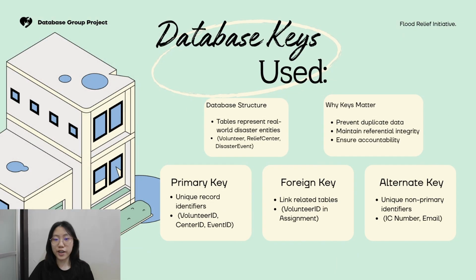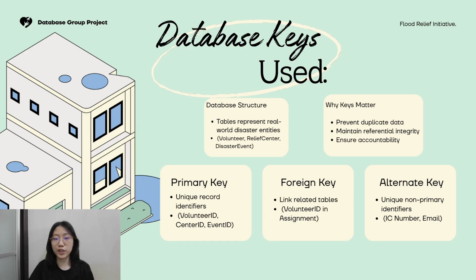I will now explain the database structure and key design used in this system. Each table in our database represents a real-world entity involved in disaster management. For example, the volunteer table stores volunteer information, while the relief center and disaster event tables store operational data. To ensure data accuracy, each table has a primary key that uniquely identifies each record. Examples include volunteer ID, center ID, and event ID.